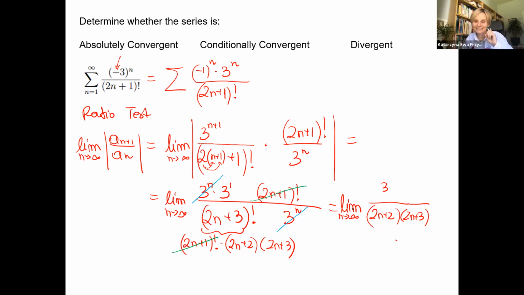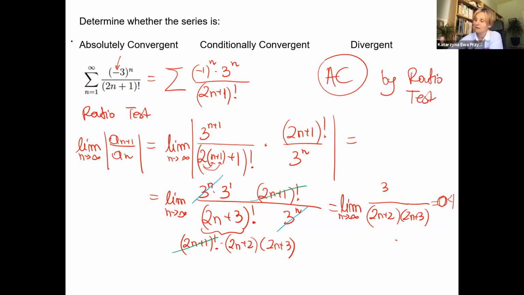Okay, who gave us the correct answer for the limit? 3 over n squared. Of course, the limit is 0 because of the denominator, thank you. And 0 is a good number, 0 is less than 1. Then we can say that this infinite series is absolutely convergent by ratio test, because ratio test and root test test absolute convergence or divergence only. If it doesn't work, then we're not using it. But if it works, we have the answer right away.